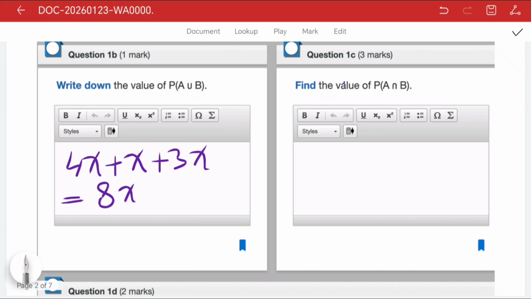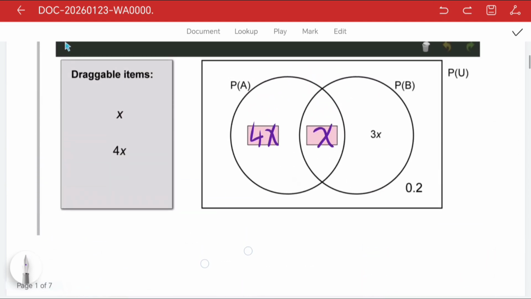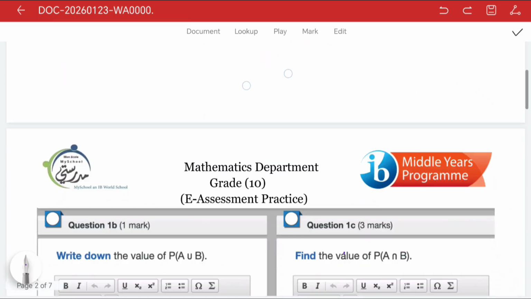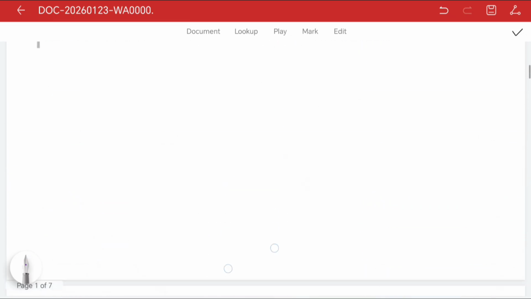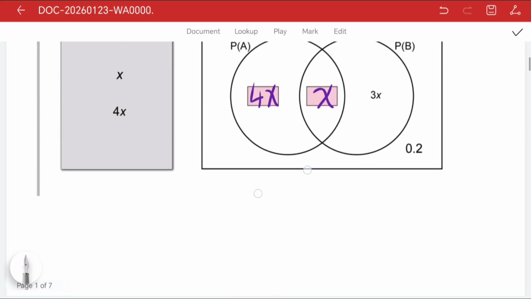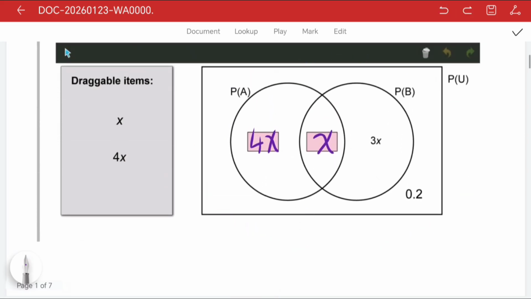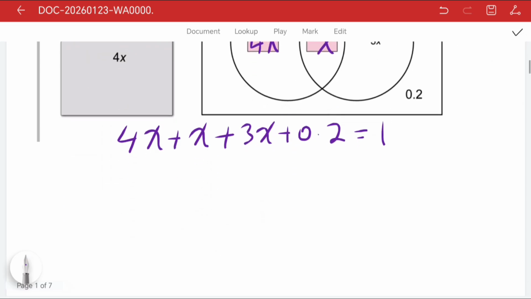Okay, then they ask you to find the value of A intersection B. A intersection B is equal to x, but we don't know what is the value of x. We are going to calculate. How to calculate? Look here, the sum of all probabilities always equals 1. So 4x plus x plus 3x plus 0.2 is equal to 1. So 4 plus 1 is 5, plus 3 is 8x, plus 0.2 equals 1.